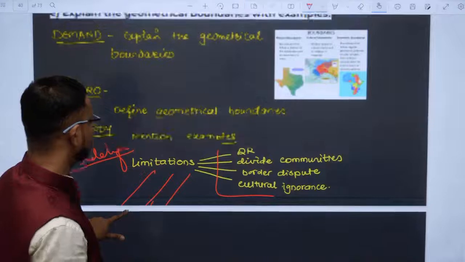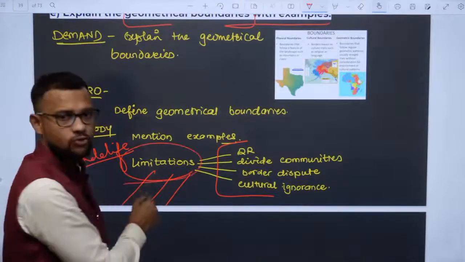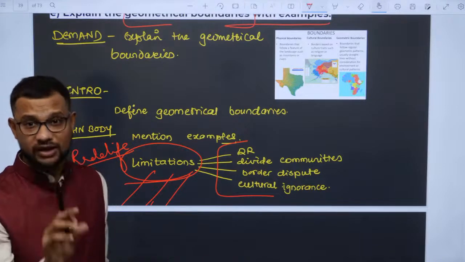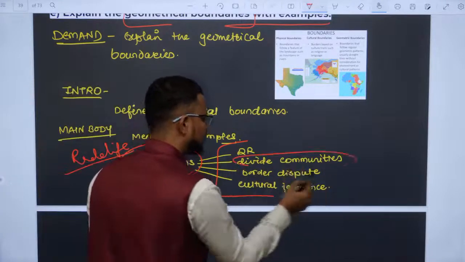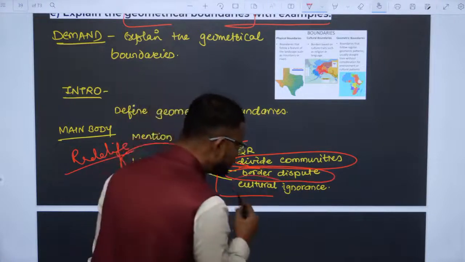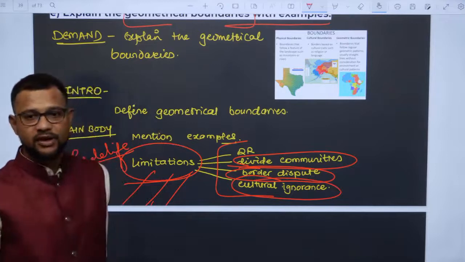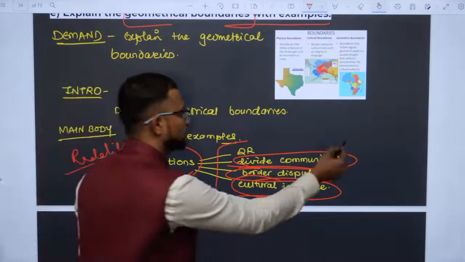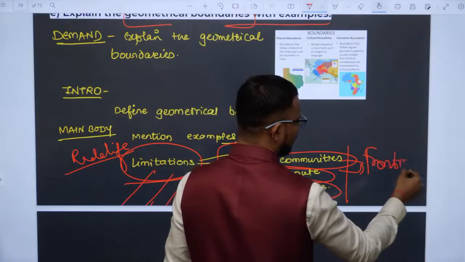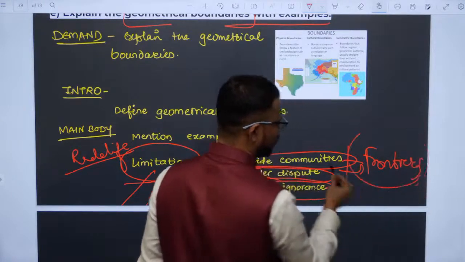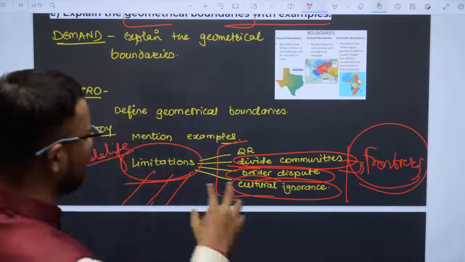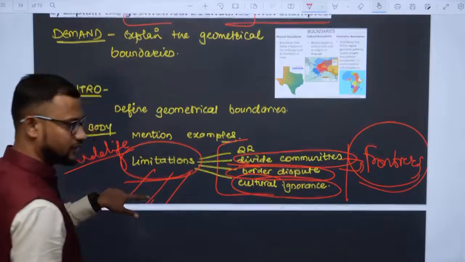Then mention, हाँ, limitations of the geometrical boundaries, वो भी तो लिखना होगा ना हमें, क्योंकि सिर्फ one end थोड़ी ना लिखना है. So limitations in the conclusion, ठीक है. It divides the community. It is basically a border and leads to frequent border disputes. It ignores the culture of the people. And that is the reason you have to focus more on frontiers. In the end, write about frontiers. I know guys, you are all aware of this concept, frontiers and boundaries, the difference between them. So end it with frontiers.